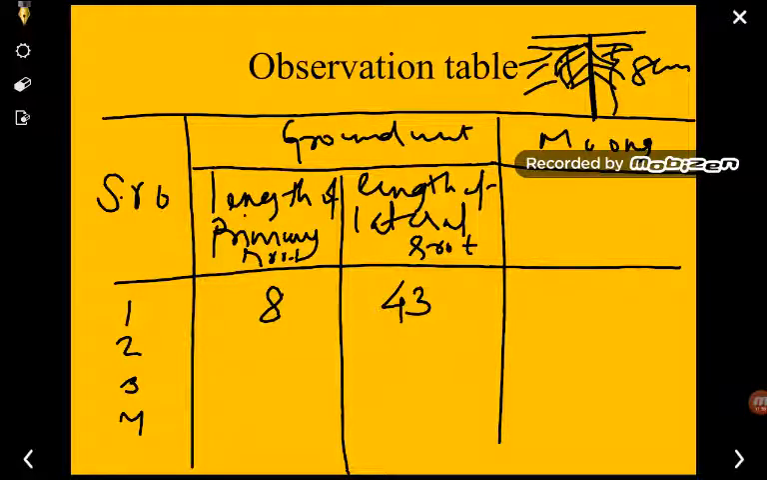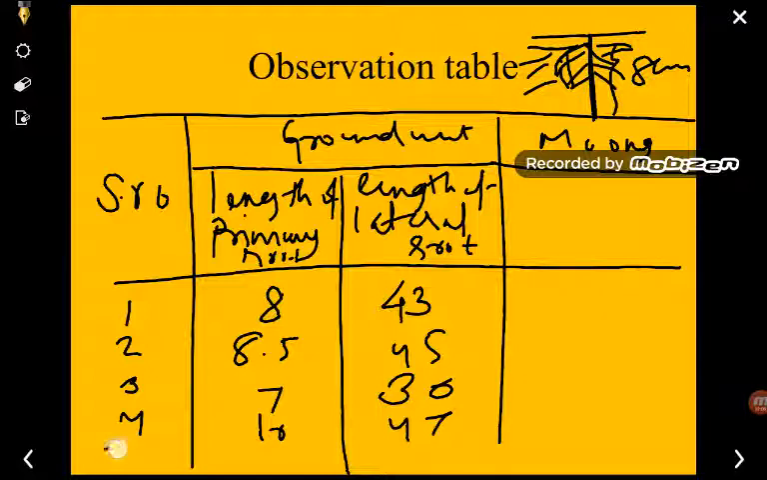In this way we are going to perform an experiment by taking at least 5 to 8 observations. This is the first observation. Second observation, consider it is 8.5 and 45. Next, it is 7 and 30. Next, it is 10 and 47.